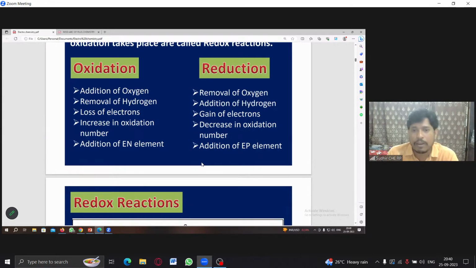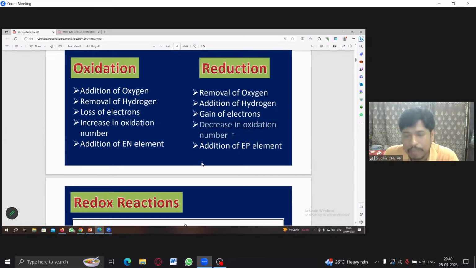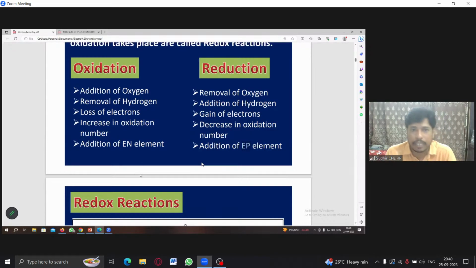Loss of electrons is called oxidation, but gain of electrons is called reduction. Increase in the oxidation number is called oxidation. Decrease in the oxidation number is called reduction. Addition of an electronegative element is called oxidation, but addition of an electropositive element is called the reduction process. We need to understand this. I hope that definition-wise you don't have any doubt or concern.